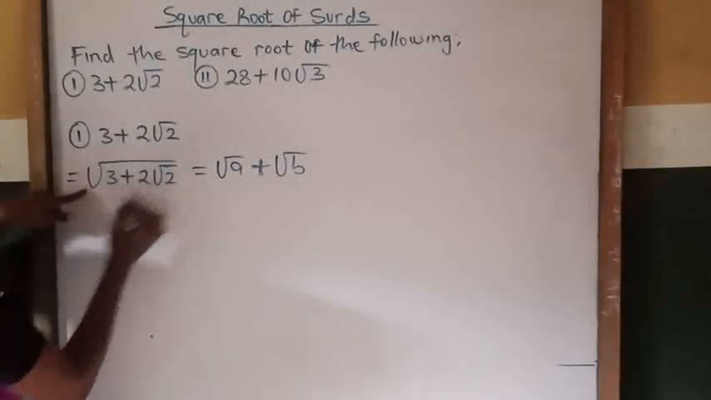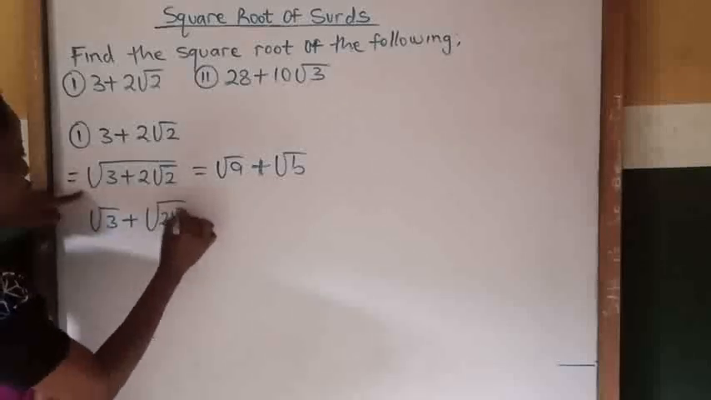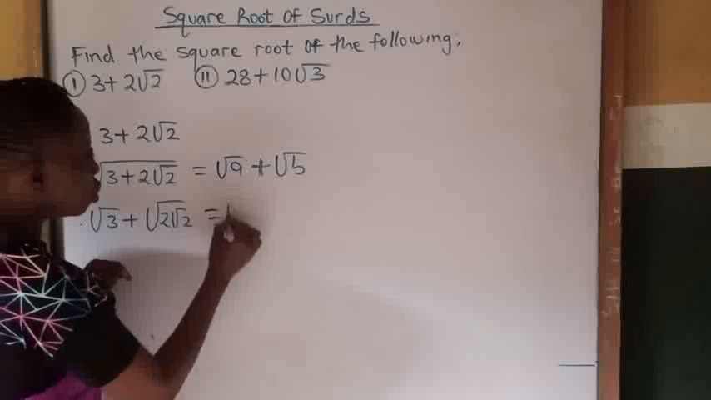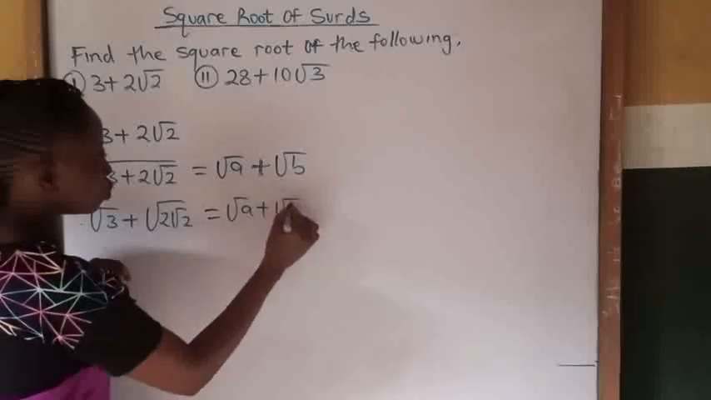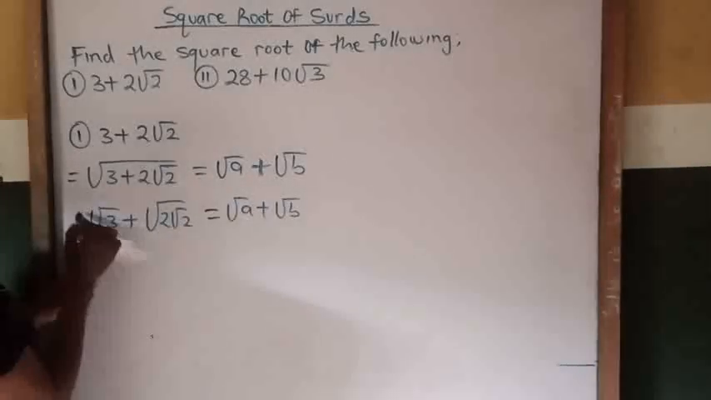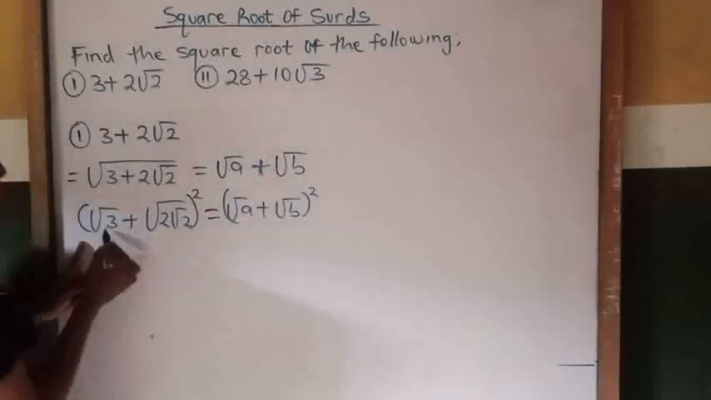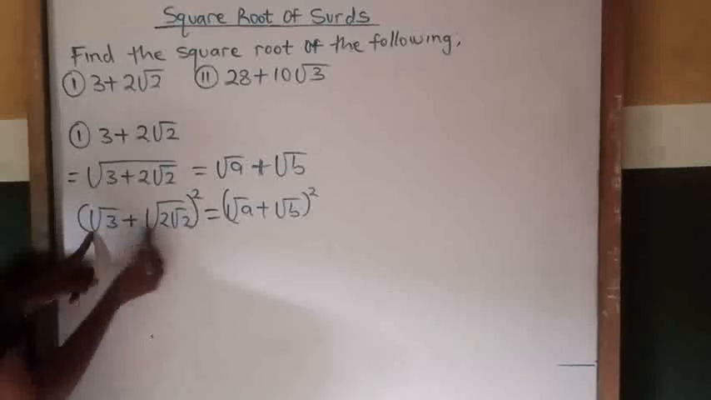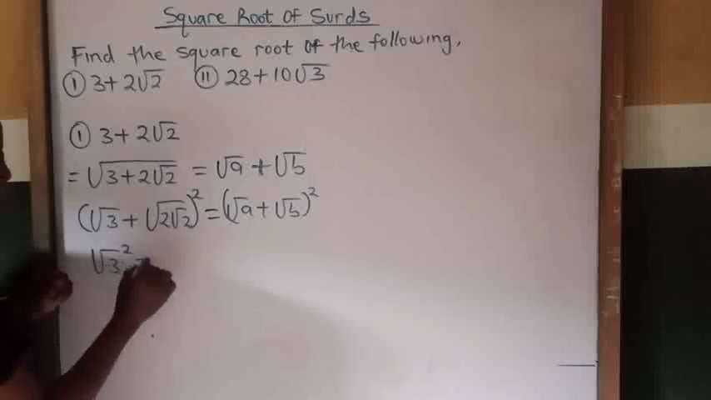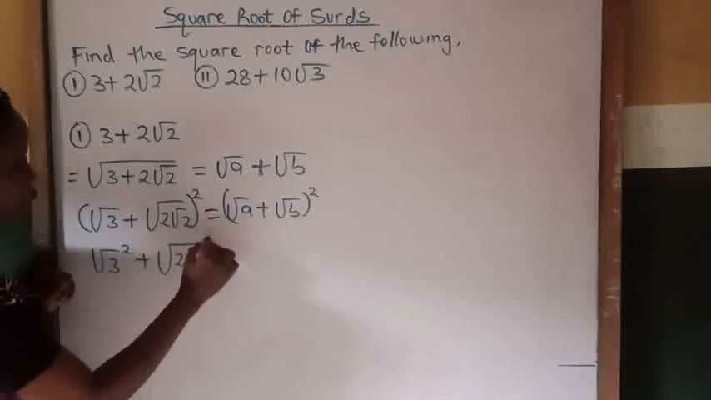Then we can simplify this one to root 3 plus 2 root 2. Since all the 2 terms are under the square root, so equal to root A plus root B. Then we look for a way to eliminate square roots at both sides. So we are going to square both sides. So when you open the bracket, what you have inside the bracket will be raised to power 2. So we are going to have root 3 raised to power 2 plus 2 root 2 raised to power 2.